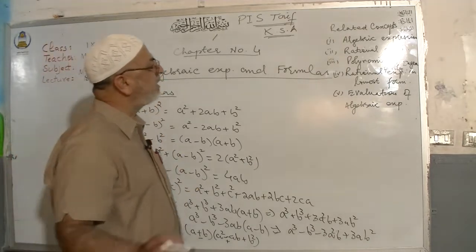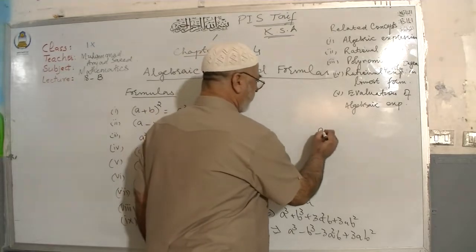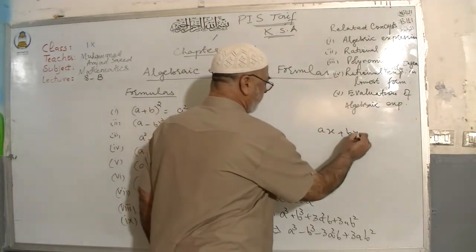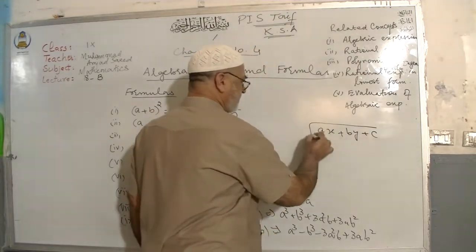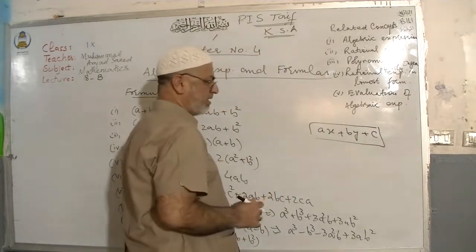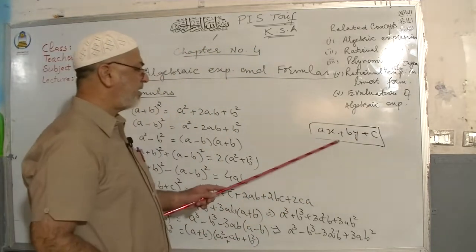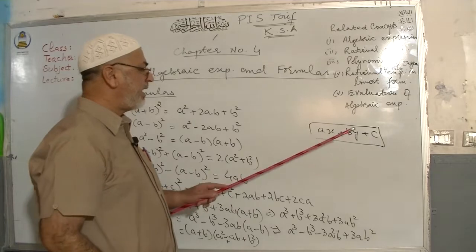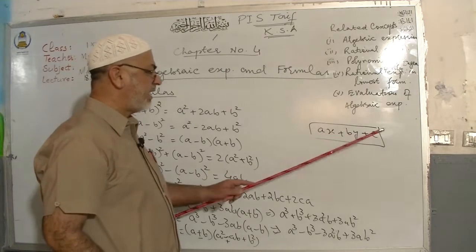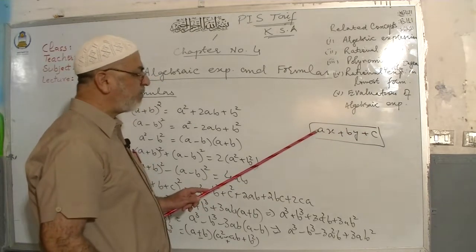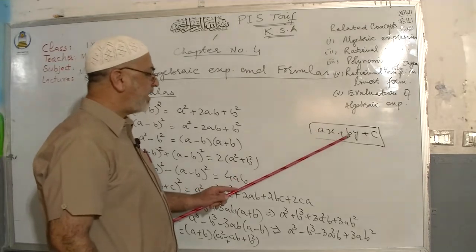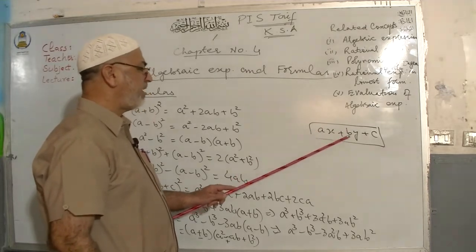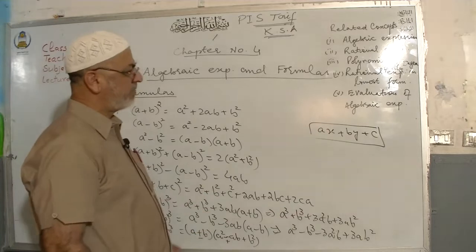So we have, for example, ax plus by plus c. This is an algebraic expression. Here are two variables x and y and constants are a, b, c. But here a is the coefficient of x and b is the coefficient of y. It may be any number, positive or negative.